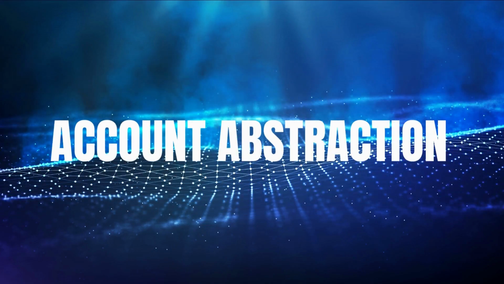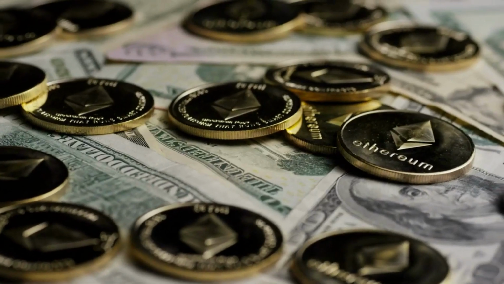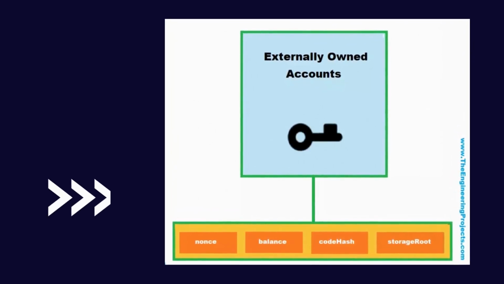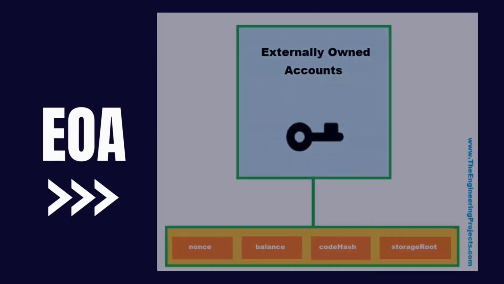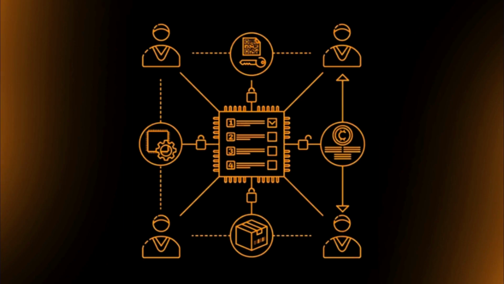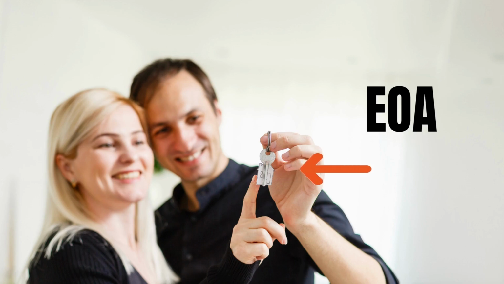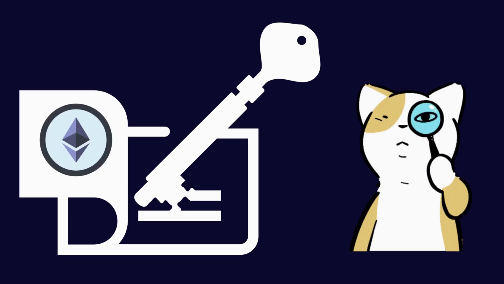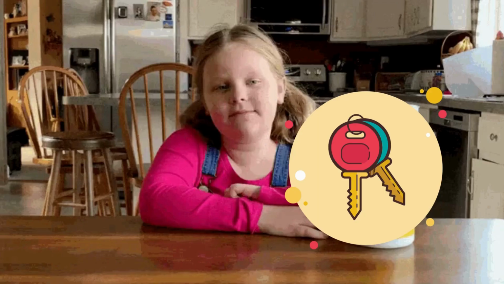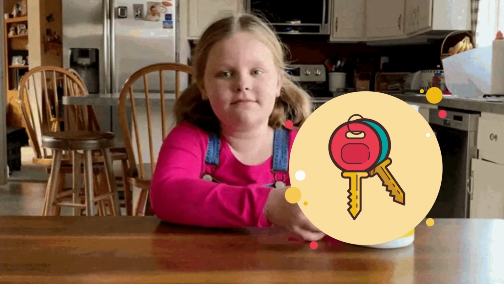Account abstraction is a fancy term for letting users customize how they interact with Ethereum. Right now, you need an externally owned account or EOA to do anything on Ethereum, like sending transactions or executing smart contracts. An EOA is basically a pair of keys: a public key that identifies your account and a private key that lets you control it. You need to keep your private key safe and secret, or else you might lose access to your funds or get hacked by some evil hacker.